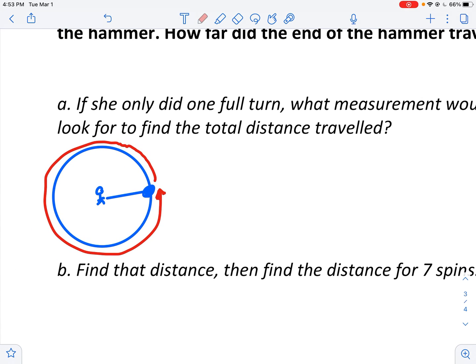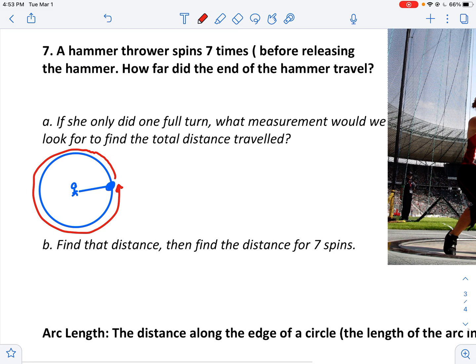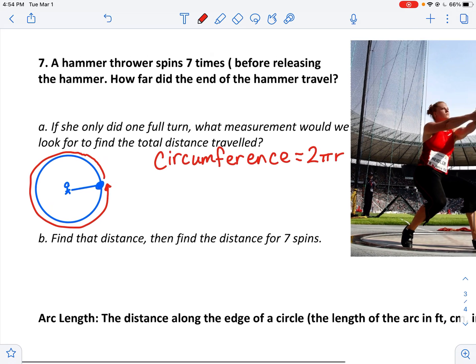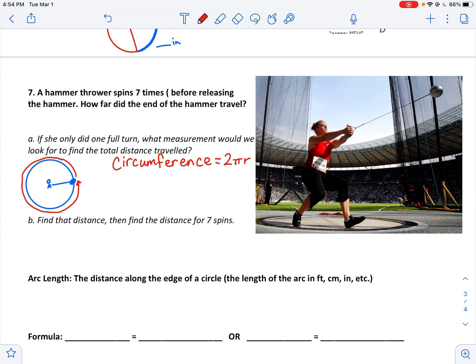Well, what do I really want to know if I'm asking the distance around this circle? What measurement do I want to know for the distance around a circle? I want to find what the circumference is, which is 2 pi r. So I know it's 2 pi r. What I still don't know is what's the radius.